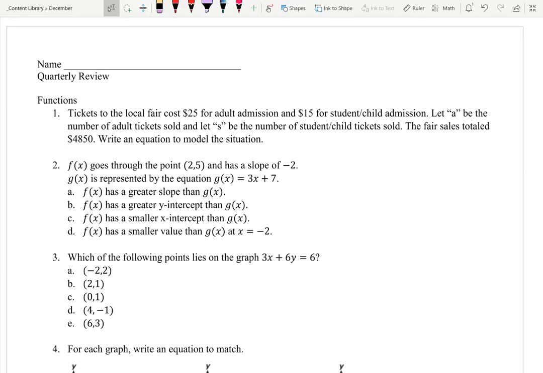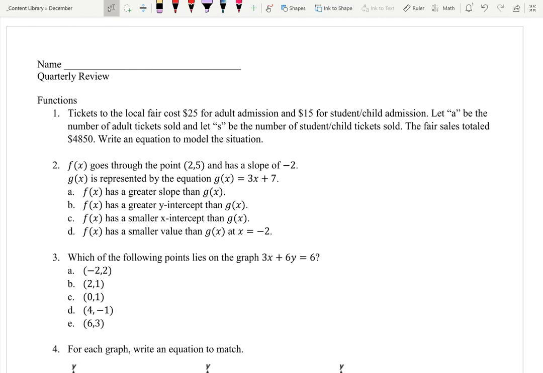Number one, tickets to a local fair cost $25 for adult admission and $15 for student-child admission. Let A be the number of adult tickets sold. Let S be the number of student or child tickets sold. The fair sales totaled $4,850. Write an equation of the model situation.